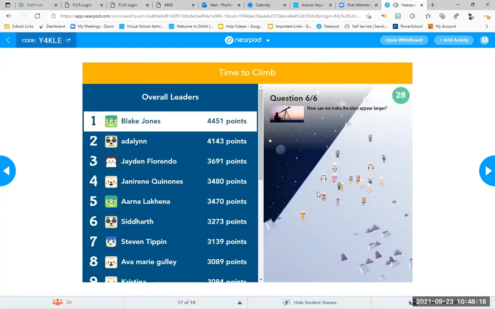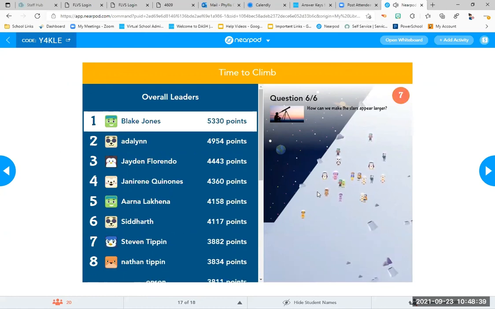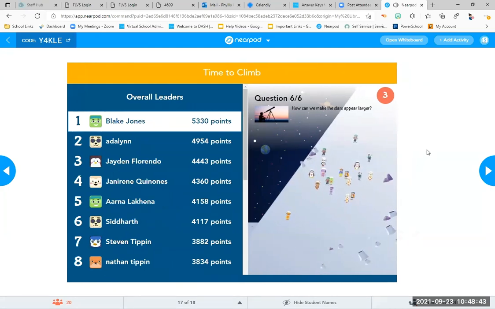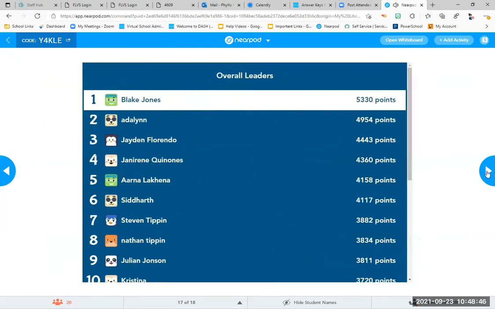How can we make the stars appear larger? What can we use to make things look larger in space? Don't say hot dogs. If you said a telescope, you got it right. That is a lesson that's coming up for you guys. Wonderful. Look at that leaderboard. You rock. Everybody got points. I'm so proud of you.